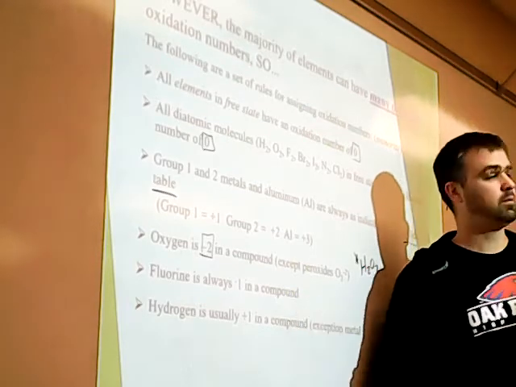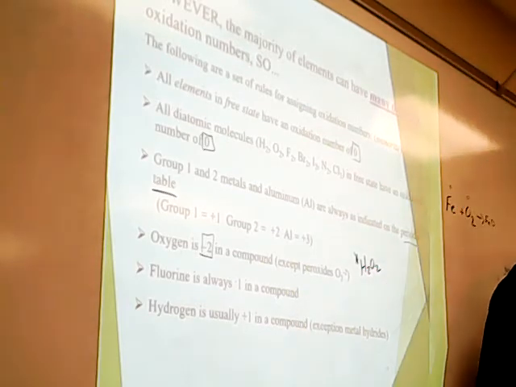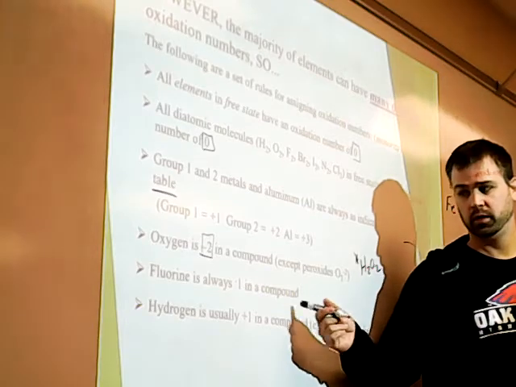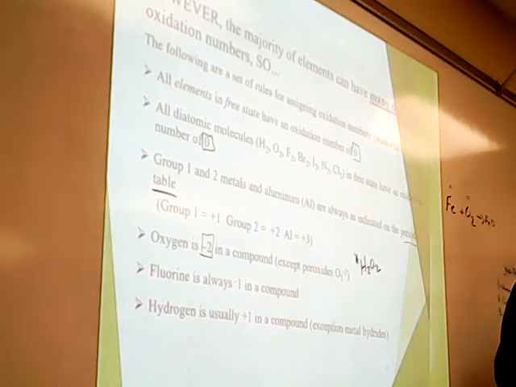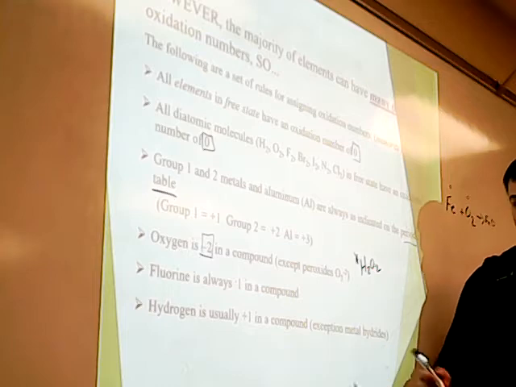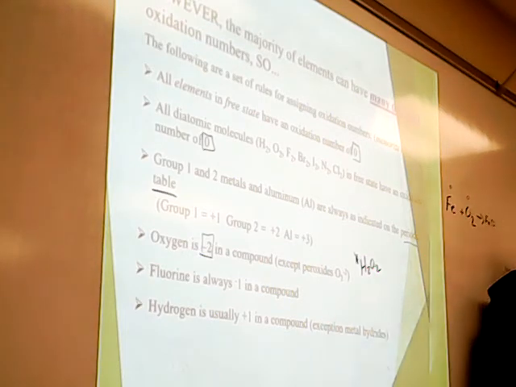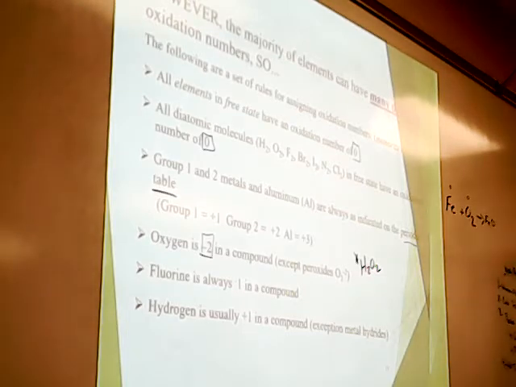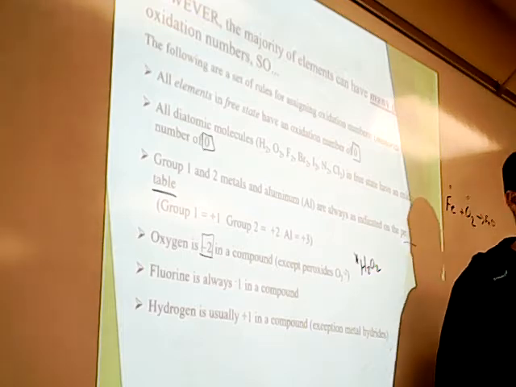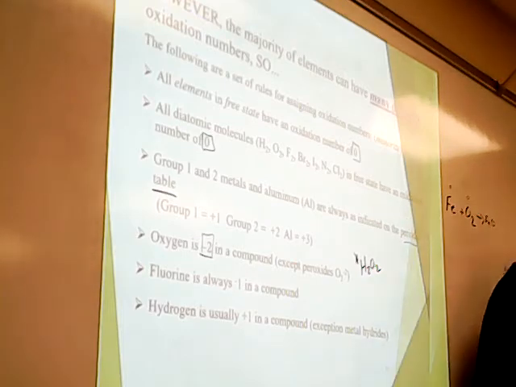Fluorine, and really almost all of your halogens are going to be -1, but definitely fluorine. The other halogens can change sometimes. And hydrogen is usually +1, except when it's with a metal hydride. But right now, hydrogen, on all of my examples, is going to be +1. Okay? So those are the rules.